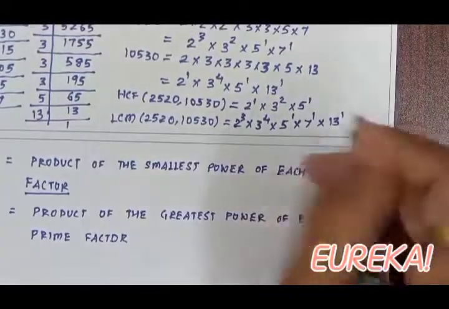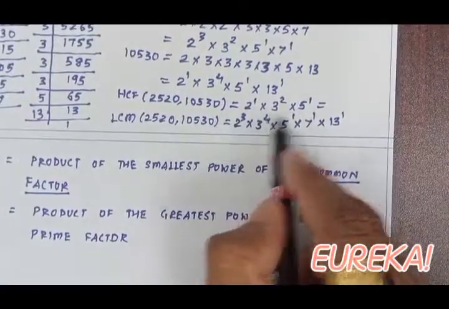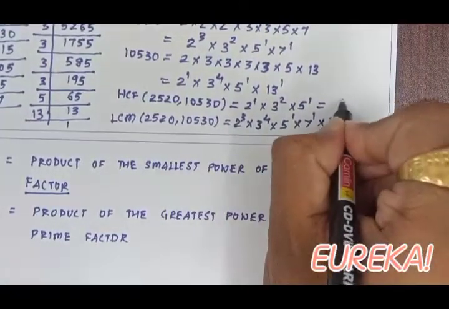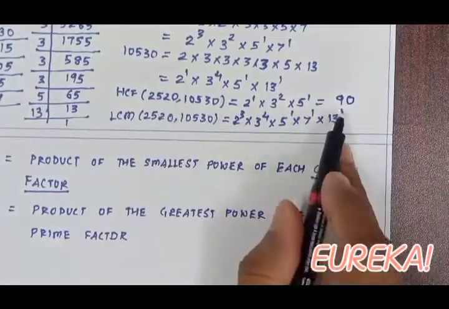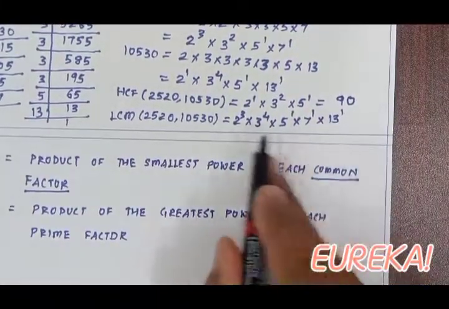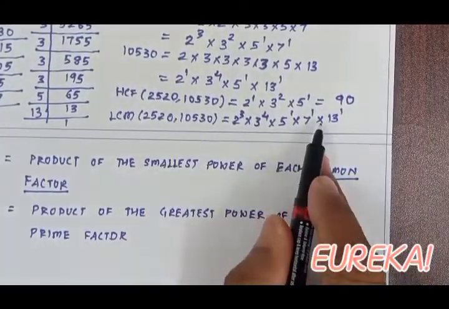Now for HCF, it is easy. 5 2s are 10, and 10 times 3 squared, which is 9, so 90. 90 will be the HCF. But what will be the LCM? It is going to be a big number. And what is that number?